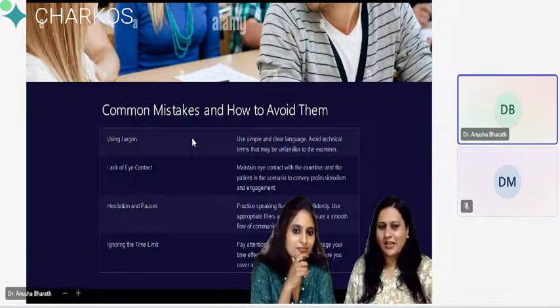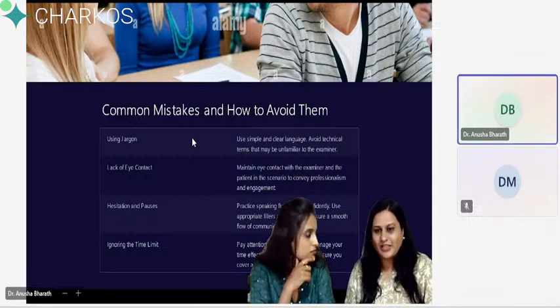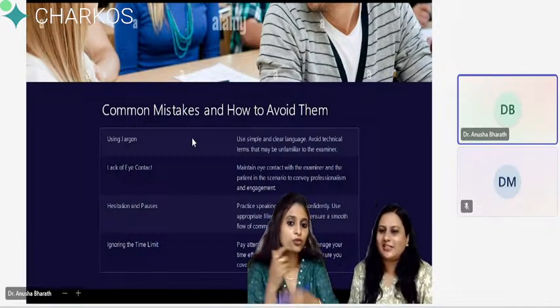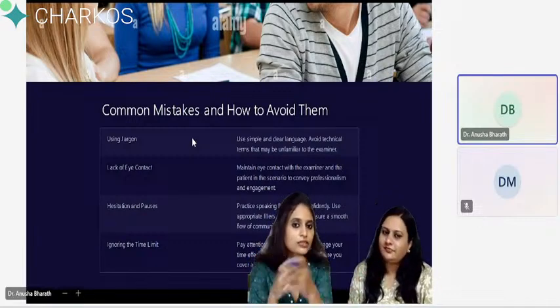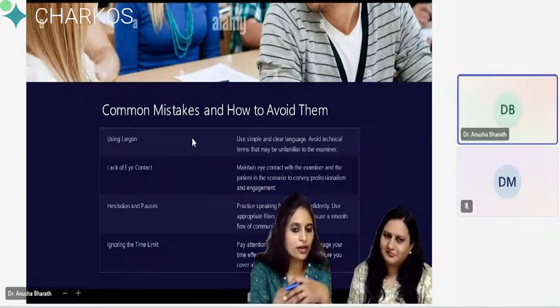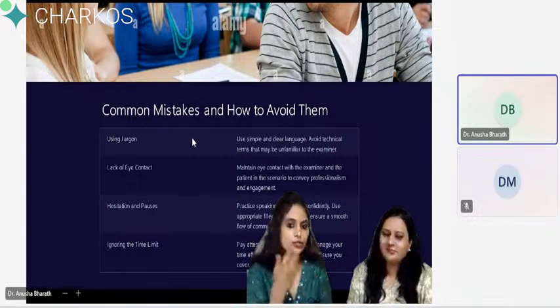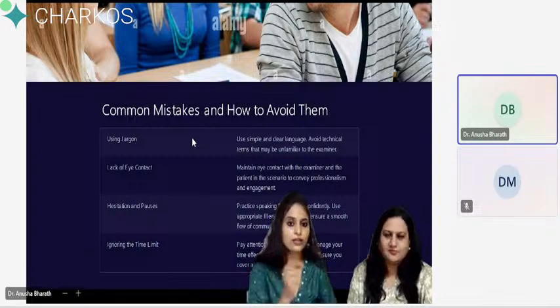Jargon is nothing but technical terms, and the interlocutor might be unfamiliar with them. So you should be very careful using such terms. If you use them throughout the conversation, that is definitely going to be a problem. If you have the habit of using textual language in spoken form, that's one thing you have to avoid and practice differently.